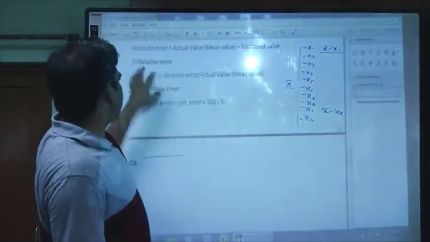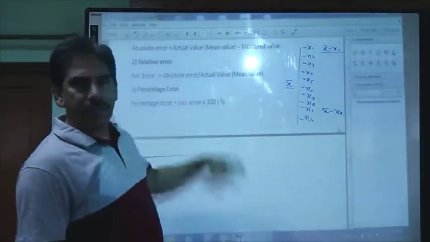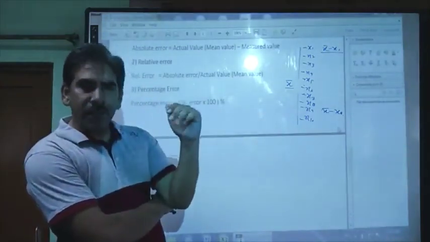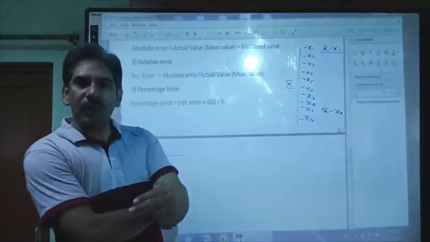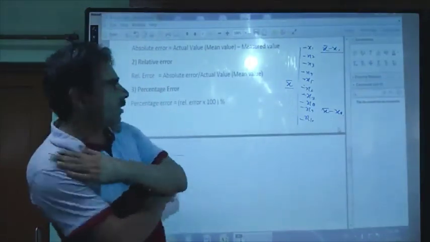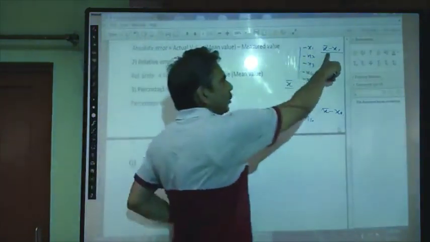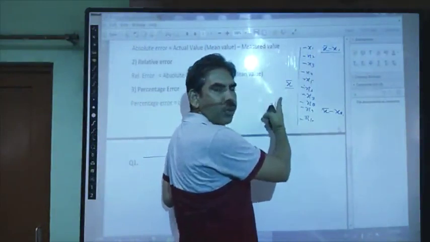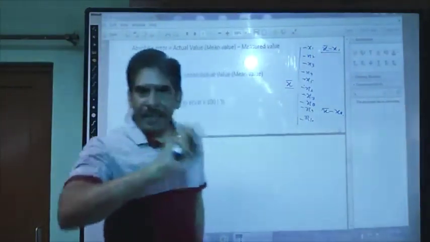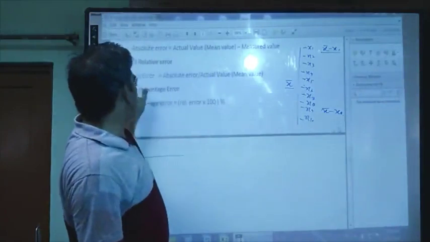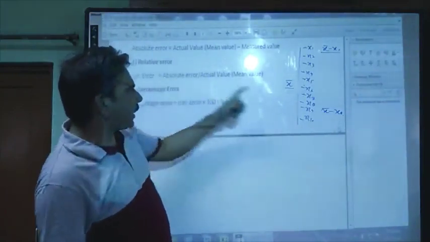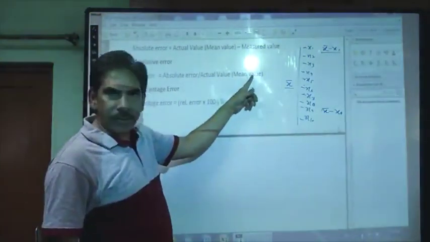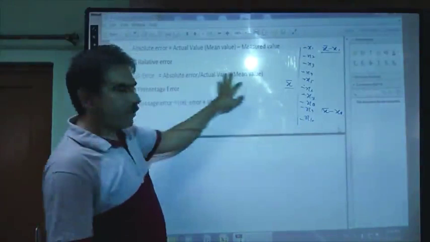The second type of error is the relative error. Relative error is nothing but the measurement or comparison of the error with respect to the actual value, or we can say mean value. For example, here it is the absolute error, so how much this error is in comparison to the mean value, or actual value. That comparison measure is called the relative error. So relative error is the absolute error divided by the actual value, or mean value.